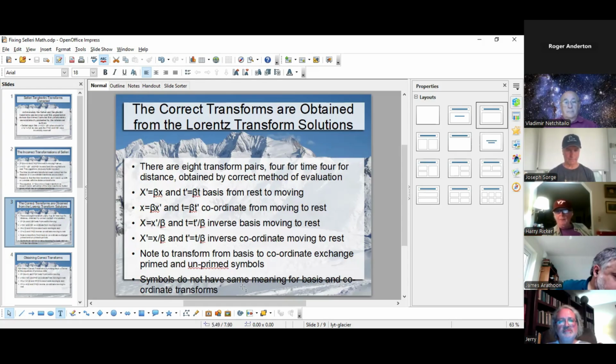Symbols don't have the same meaning, though Einstein thinks the symbols are the same. The symbols don't mean the same thing in the coordinate transformations as in the basis transformations. I explained that before. Don't want to go over that. Again, does anybody have any questions about that? Basis transform changes the scale.